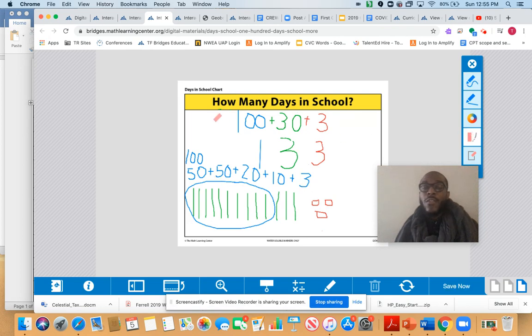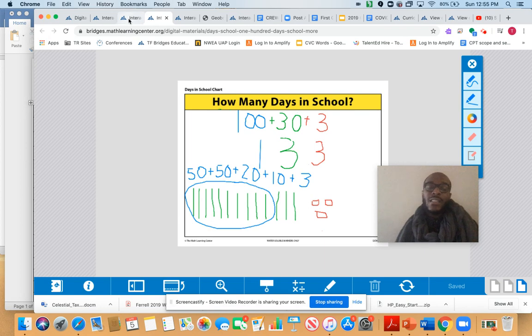So this is another way we could have written it in expanded form. 50 plus 50, we broke down that 100 and we broke down 30 and we was left with the 3. 50 plus 50 is 100 plus 20 plus 10, which is 30, plus 3 more is 130.